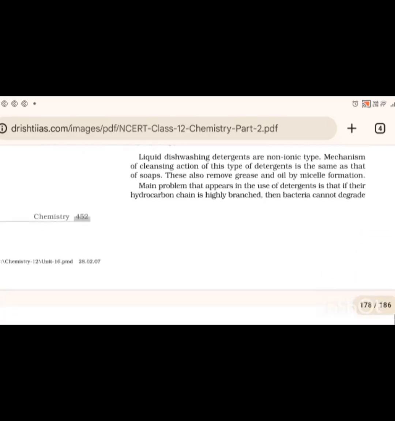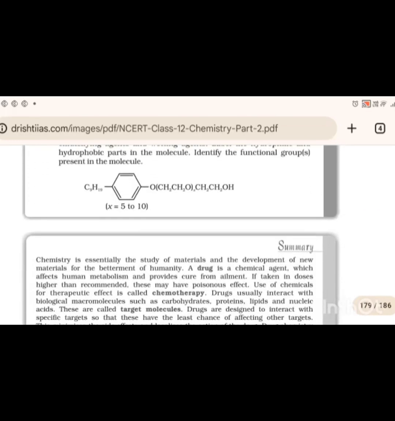The main problem that appears in the use of detergents is that slow degradation of detergents leads to their accumulation. Effluents containing such detergents reach the rivers, ponds, etc. These persist in water even after sewage treatment and cause foaming in rivers, ponds, and streams, and their water gets polluted. These days, the branching of the hydrocarbon chain is controlled and kept to the minimum. Unbranched chains can be biodegraded easily.